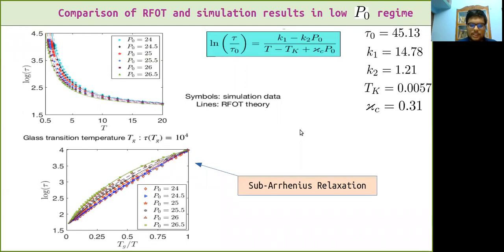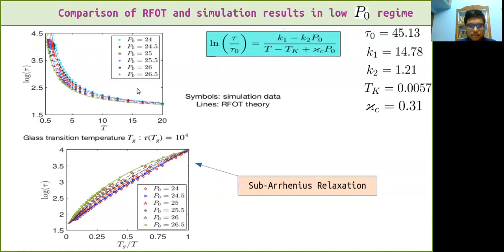For the comparison of the simulation data with these RFOT parameters, we fit only one set of simulation data with these four constants, K1, K2, Tk, and kappa C. Once we get the values of these parameters, we don't have any other fitting parameter in our calculation. For the rest of the data, we just plot this formula with the constants from the first fit, with different values of P naught, and also plot the simulation data. Here in the plots, the symbols are the simulation data, and the lines are the RFOT theory formula for the low P naught regime and large P naught regime, as well as other formulas.